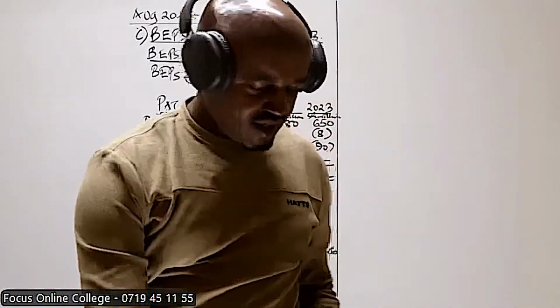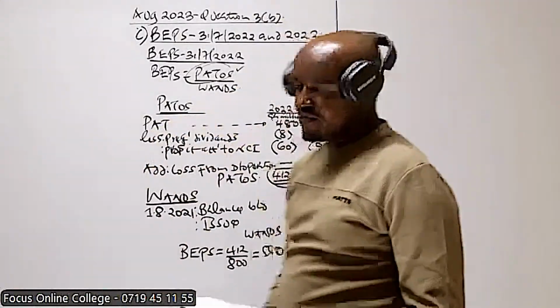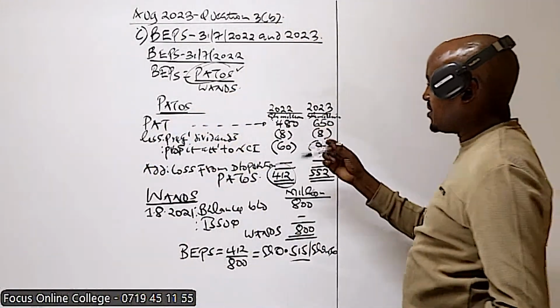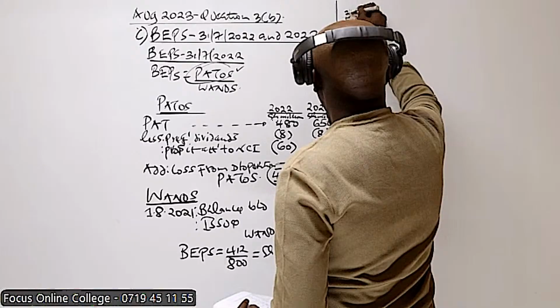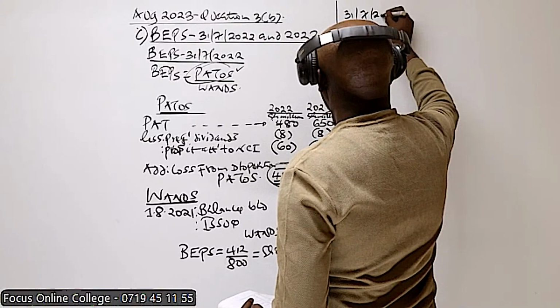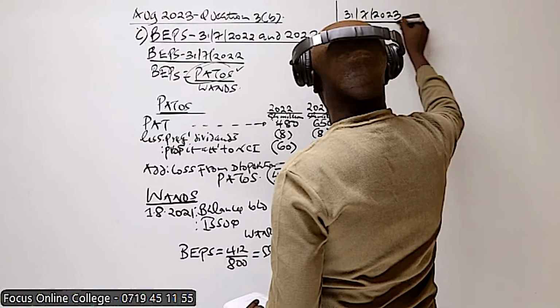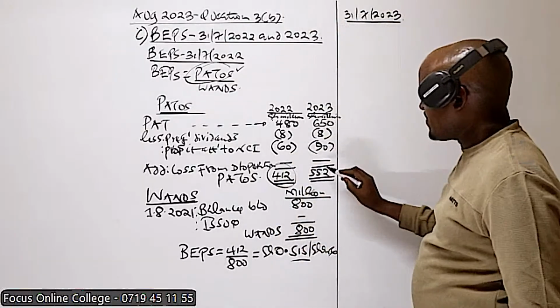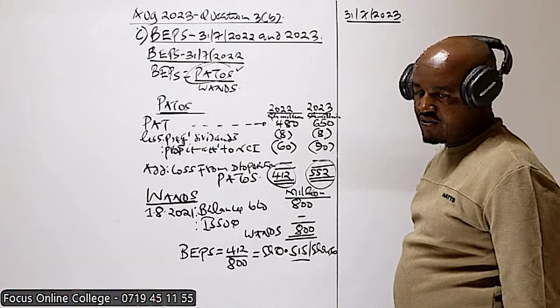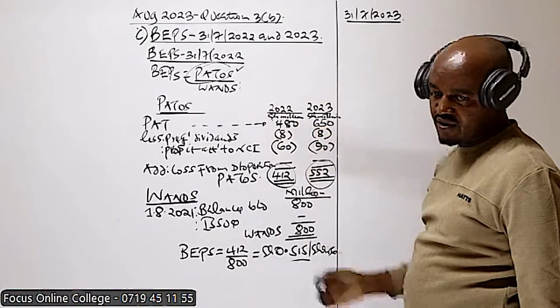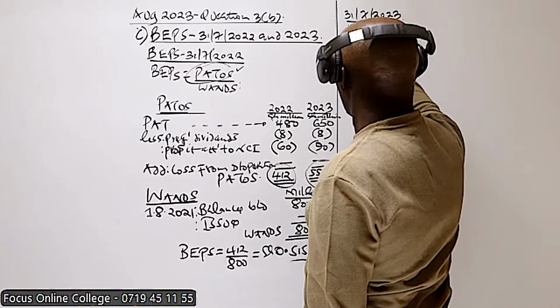Yes. Now next, let's compute the basic earnings per share for 2023, for the year which ended 31st of July 2023. So remember, you have already computed the PATOS here. So what we need to compute is just the weighted average number of ordinary shares.